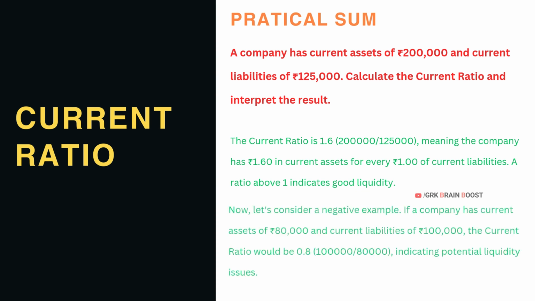Now let's consider a negative example. If a company has current assets of 80,000 and current liabilities of 1 lakh, the current ratio would be 0.8, indicating potential liquidity issues.